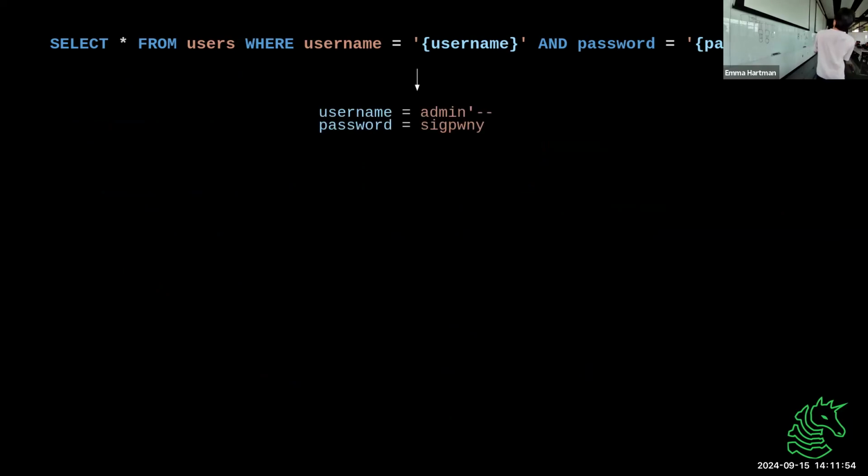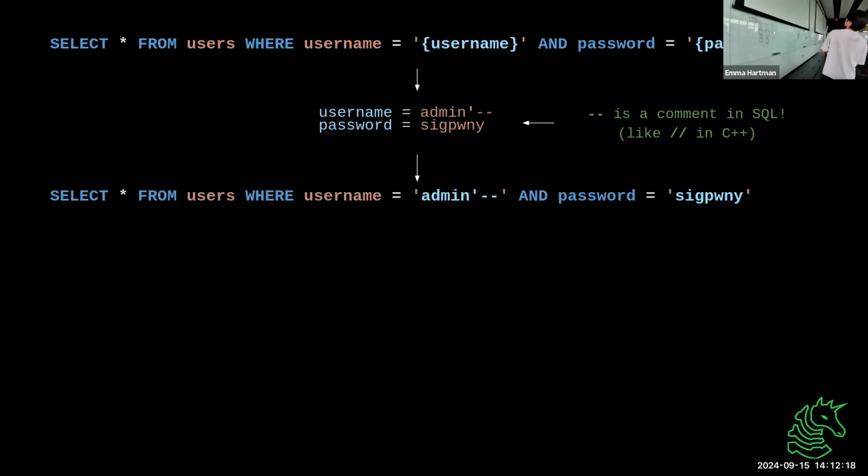But what if we put in admin with a quotation mark and 2 hyphens? These 2 hyphens are a comment in SQL, right? In C++ or Java, you might have double slashes. In Python, you have a hashtag. This in this case is an actual query comment. Now if you substitute this username in, this is what you'll get. If you glance at it, you're going to realize that by inserting this closing quotation mark, you're actually finishing this string. And after that, you're going to have a comment for the rest of the line.